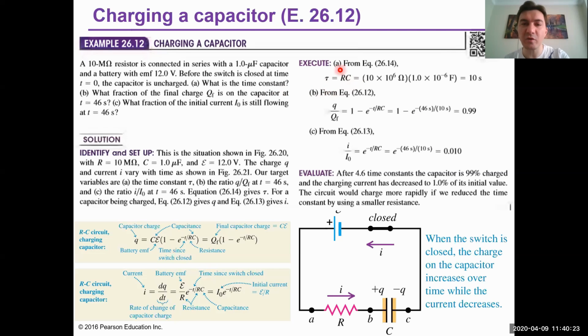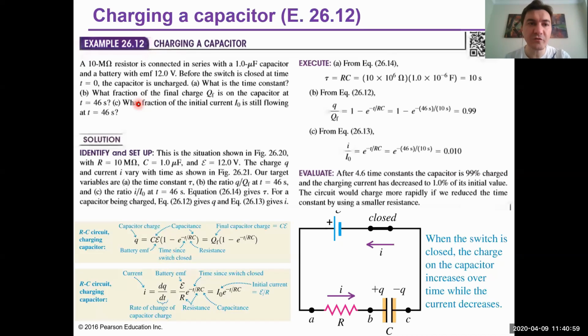The time constant is R times C. It is also asked what fraction of the final charge is on the capacitor when the time is 46 seconds. And the last question, what fraction of the initial current is still flowing when the time is 46 seconds? So you need these two equations for the charging case. We have already calculated them. So Q is given by that expression, I current is given by that expression. Keep these in your mind.